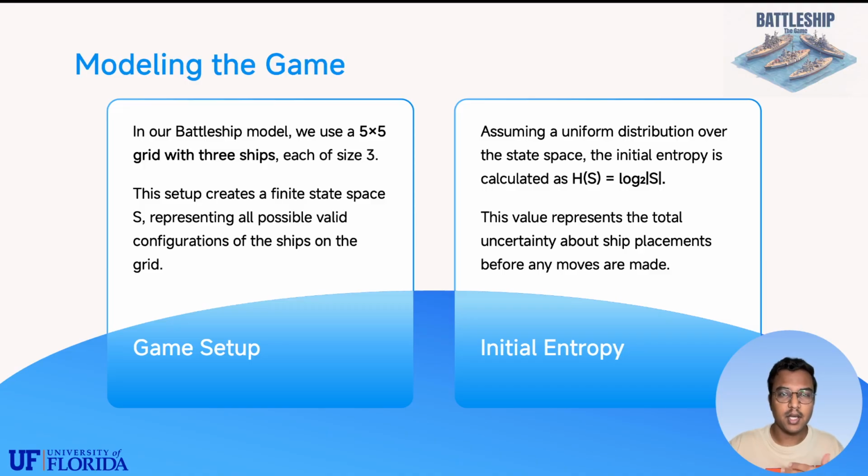Once we have our state space, we can calculate the initial entropy. At the very start of the game, the board is blank. We have 0 clues. This means that every single valid board configuration is equally likely to be the secret answer. In probability terms, this is a uniform distribution. When we have a uniform distribution, calculating the entropy is easy and straightforward. We use the formula highlighted over here, H(S) equals log base 2 of the size of S. This number gives us our baseline uncertainty. It represents exactly how many bits of information we need to solve the game. Our goal throughout this project is basically to drive this number down to 0.